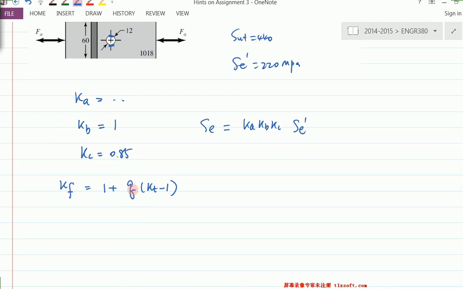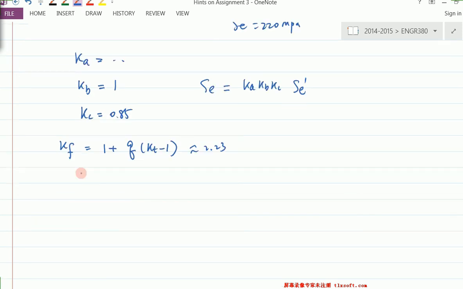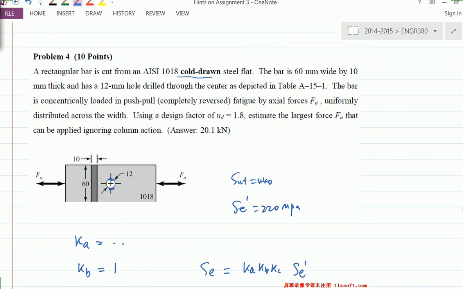Look up the right table, look for this kind of loading, you will find the Kf. It's about 2.23. Alright, so now we're ready to calculate this sigma A here, okay? Sigma A.